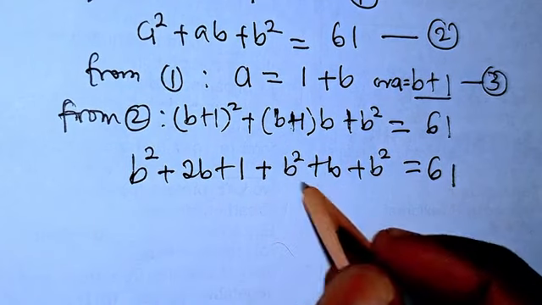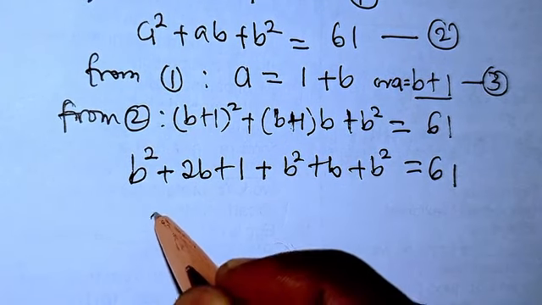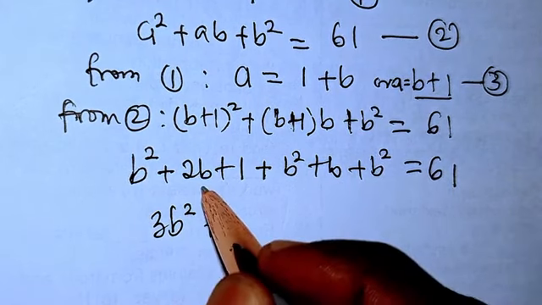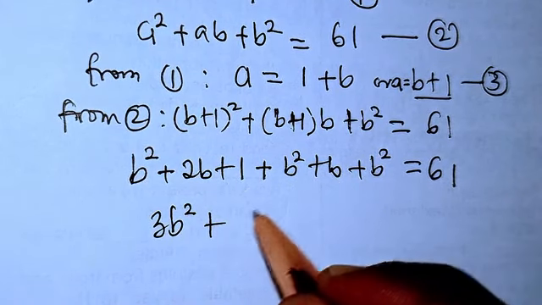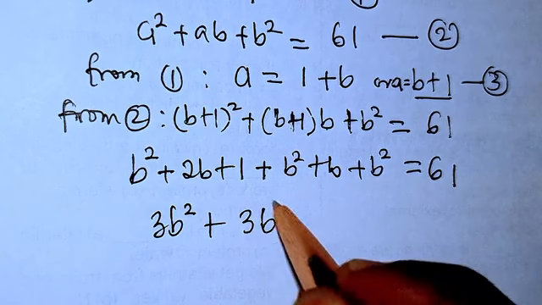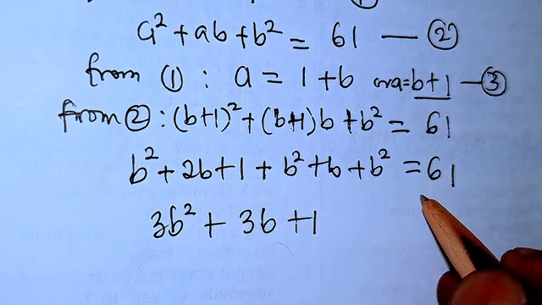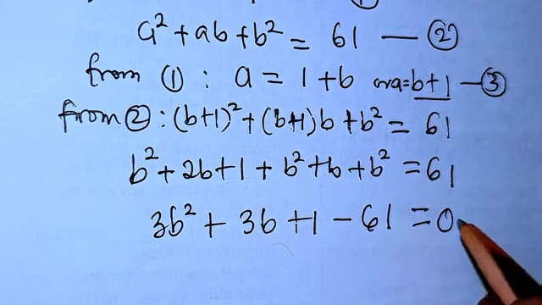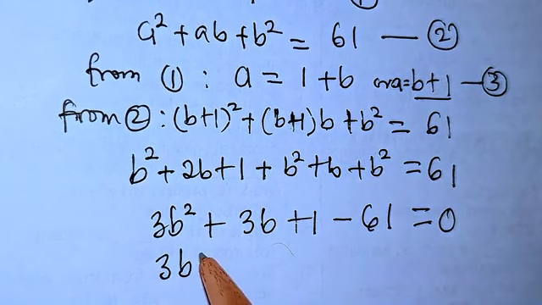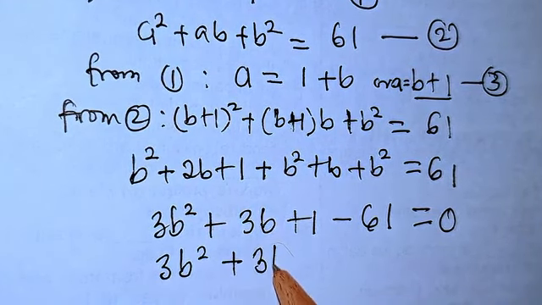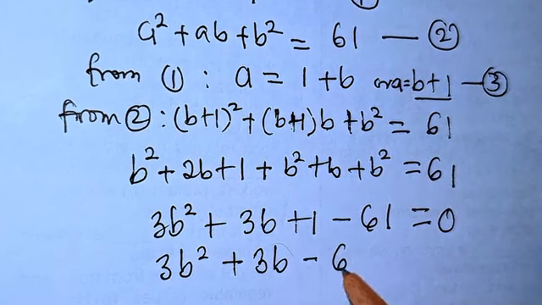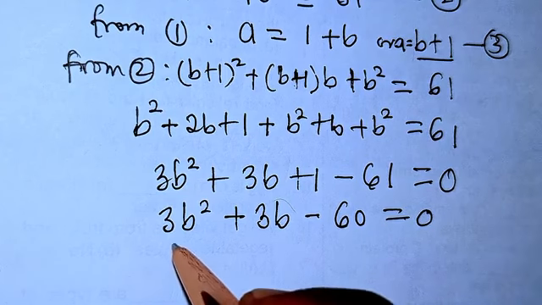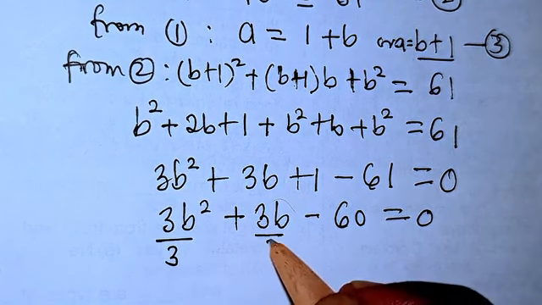So we have b squared, b squared, b squared, that's going to be 3b squared. We have 2b and another b, so we have 3b. Then we have plus 1. I can transpose this 61 to this side, so we have 1 minus 61 equals 0. So now we have 3b squared plus 3b minus 60 equals 0. From there, we can actually divide through by 3.